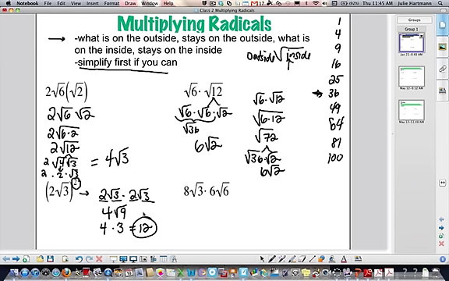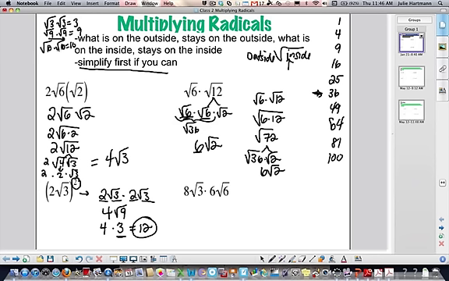Okay? Just in case you didn't notice, down here when we did root 3 times root 3, that ended up being 3. Up here, root 6 times root 6, that ended up being 6. All right? If you have any square root times itself, square root of 3 times the square root of 3, that is 3. Square root of 9 times the square root of 9, that is 9. Square root of 10 times the square root of 10 is 10.